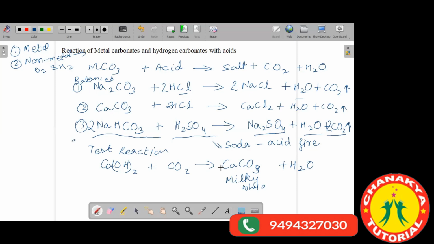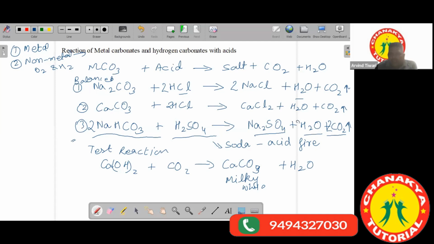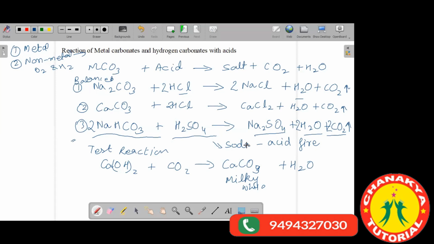Sir, on the right hand side, H2O has only two molecules of hydrogen, but on the other side there are four. So should we write here 2 now? Yes, sir. Okay, now everything is balanced. Check for oxygen also. Yes, sir. Okay.